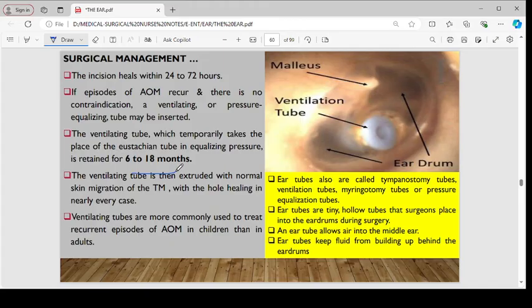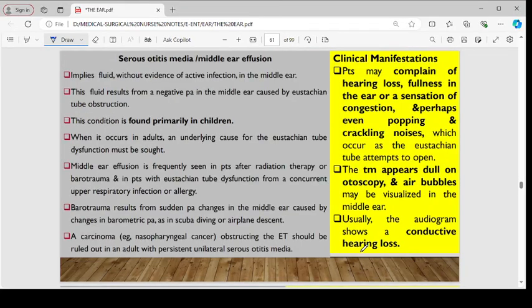Ventilating tubes are more commonly used to treat recurrent episodes of acute otitis media in children and adults. You can see our ventilating tube here. They are also referred to as tympanoplasty tubes, myringotomy tubes, or pressure equalizing tubes. They're simply tiny, hollow tubes that surgeons place into the eardrums during surgery, and this one allows air into the middle ear and keeps fluid from building up in the middle ear.